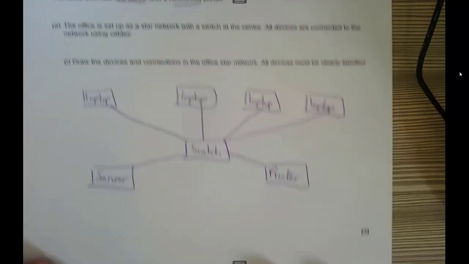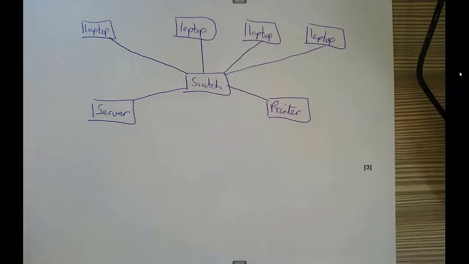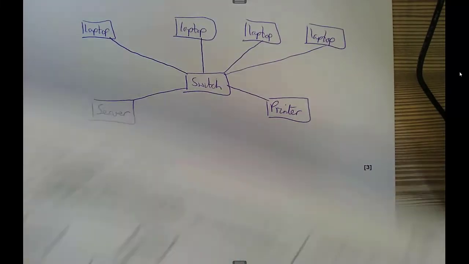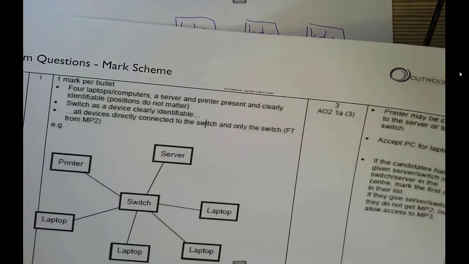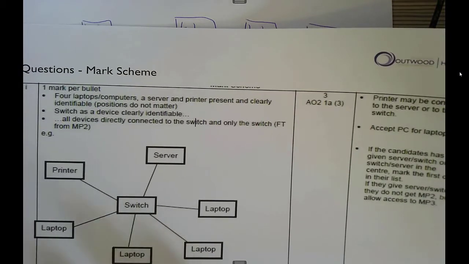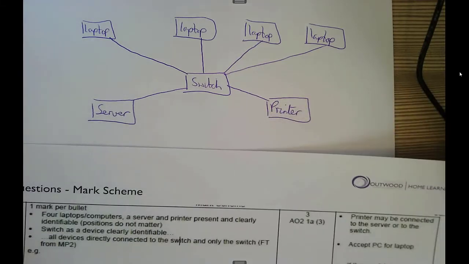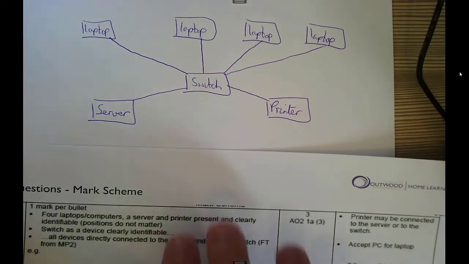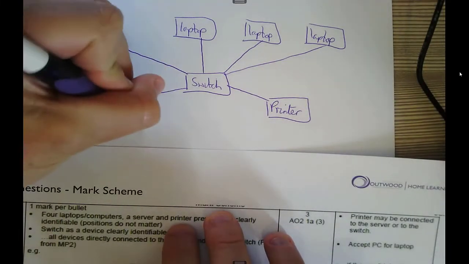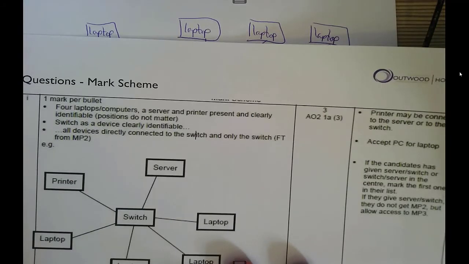Okay, so we've got 3 marks for this question. If I just shuffle that up, let's get the mark scheme. So it says here we get 1 mark for 4 laptops or computers, a server and a printer clearly present and identifiable. So it doesn't matter what they're connected to. Have we got those 4 things? Well, we've got 4 laptops, a printer and a server. So that's 1 mark. It then says switch as a device clearly identifiable.